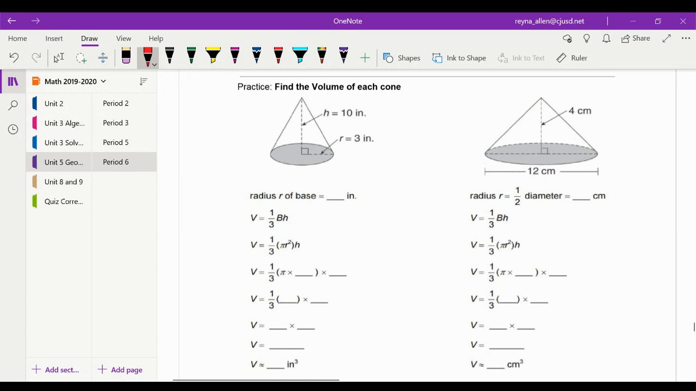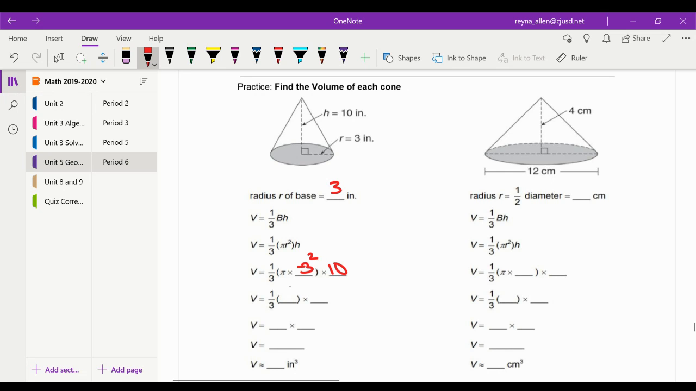The radius of this base is blank inches. What is the radius of this base? Good, 3. They even have it labeled for you. R equals 3. So we do 1/3 pi times my radius squared, so 3 squared, times my height. What is my height for this cone? Good, 10.